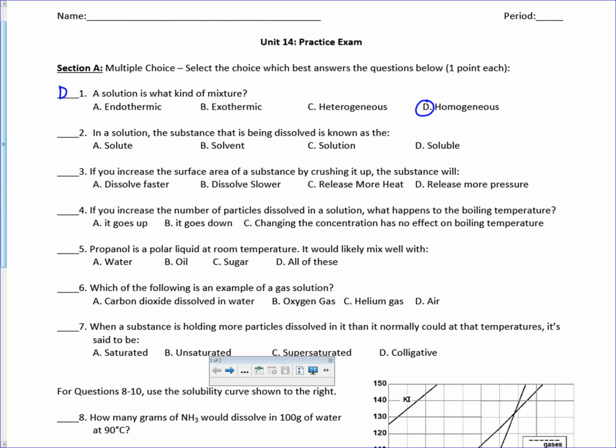In a solution, the substance that's being dissolved is known as the solute. That's A. So solvent is what's doing the dissolving, like the bigger thing. Solution is the mixture of the solute and the solvent together. Soluble means something can be dissolved in something else.